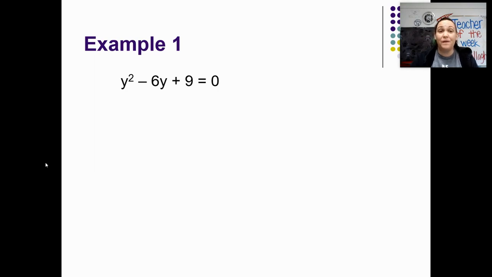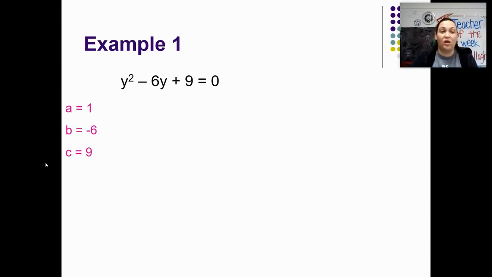With this problem, it's already in standard form. Now we have a different variable for this problem, but that doesn't matter. That just means in this problem, I'll be solving for y instead of solving for x. Since it's already in standard form, I can identify my a, my b, and my c. My a is the number in front of the y squared. Now there's no number in front of the y squared, but that's okay. That just means that there's an invisible 1 there. So in this problem, my a is 1, my b is -6, and my c is 9.